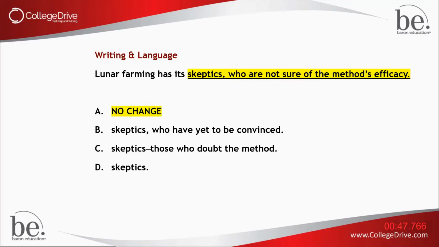Now, one of the things we'll teach our students is you should trust your ear, but only up to a point, because several of these answers sound good, so we can identify there must be something else that's being tested. So, lunar farming has its skeptics who are not sure of the method's efficacy. Well, that sounds pretty good. But so does choice B: lunar farming has its skeptics who have yet to be convinced. But so does choice C: lunar farming has its skeptics, those who doubt the method. And in fact, they're all saying the same thing.